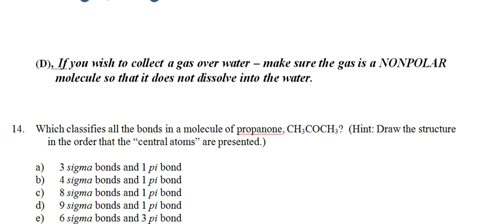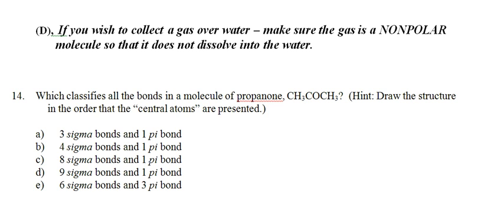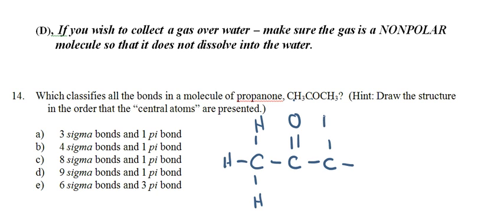14. Which classifies all the bonds in a molecule of propanone? And here we have the compound, and again, write it in the order that you see it. So we have carbon with 3 hydrogens. Then we have another carbon, and it has an oxygen. So actually we get it out of the way, and then carbon with 3 more hydrogens. Okay. Again, can't draw the structure. So if you ever see this in the middle, it really looks like that.